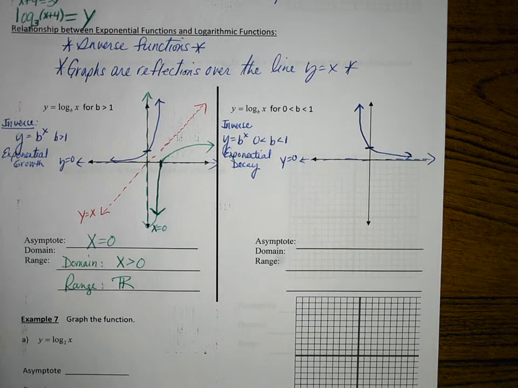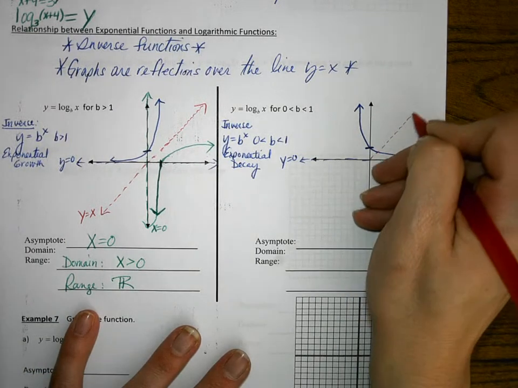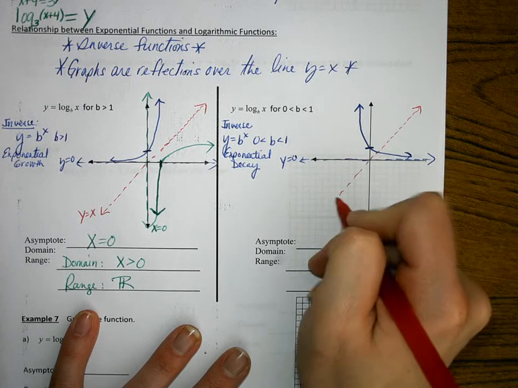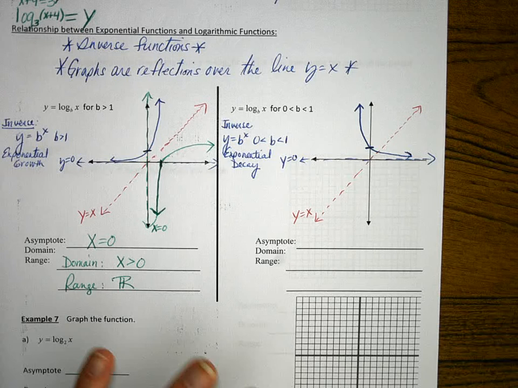Now, we know that inverses are reflections over the line of y equals x. So if I put that line of y equals x into my graph, what is the first thing that I should know?